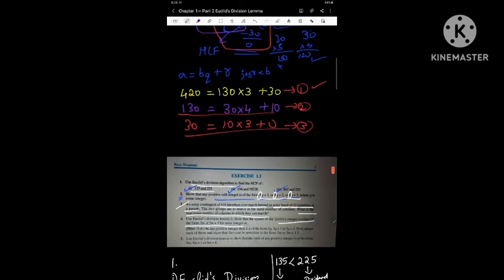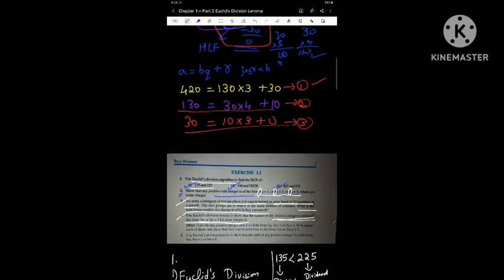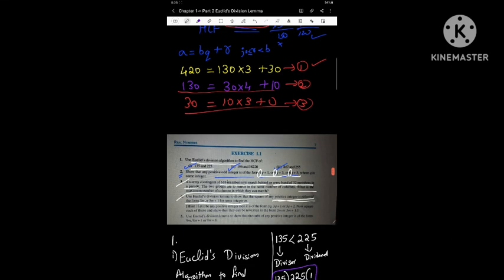Let's see here. They have asked, use Euclid's division lemma to show that square of any positive integer is either of form 3m or 3m plus 1 for some integer m. So I hope you have understood this problem, and the fourth problem is also solved. Now let's read the fifth question. Use Euclid's division lemma to show that cube of any positive integer is of form 9m or 9m plus 1 or 9m plus 8. It is the same as the problem we solved in the fourth one, but it's cube instead of square which was given in the fourth question.